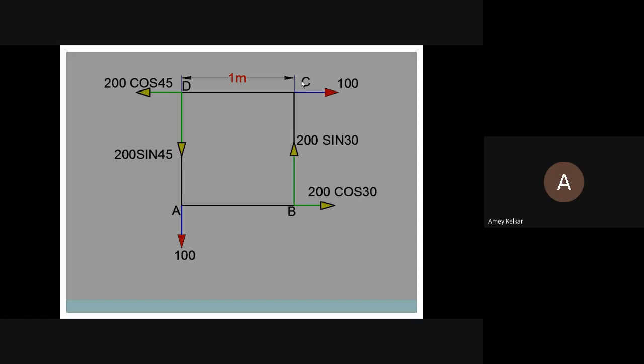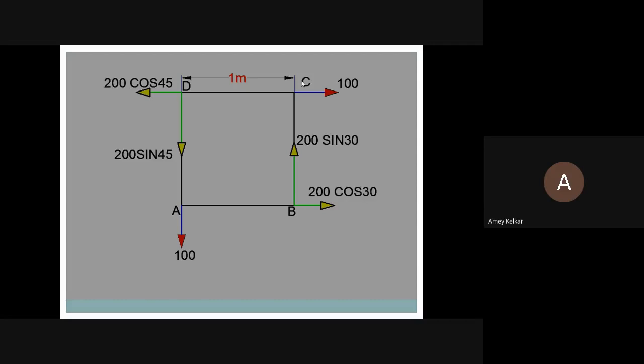Similarly, one more force which will not cause moment is 200 sin 45, because when we extend that force, it will pass through A. So first thing, when you solve the example, you have to identify those forces which will not cause any moment and not consider them at all in your equation. Otherwise, the sum will go wrong.